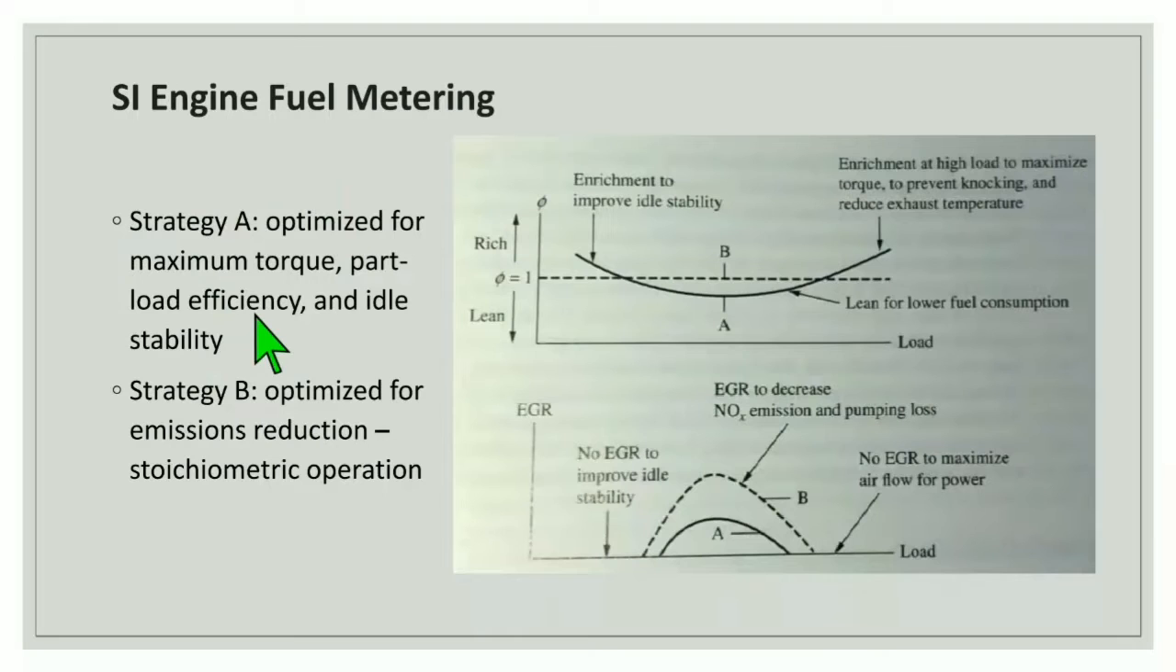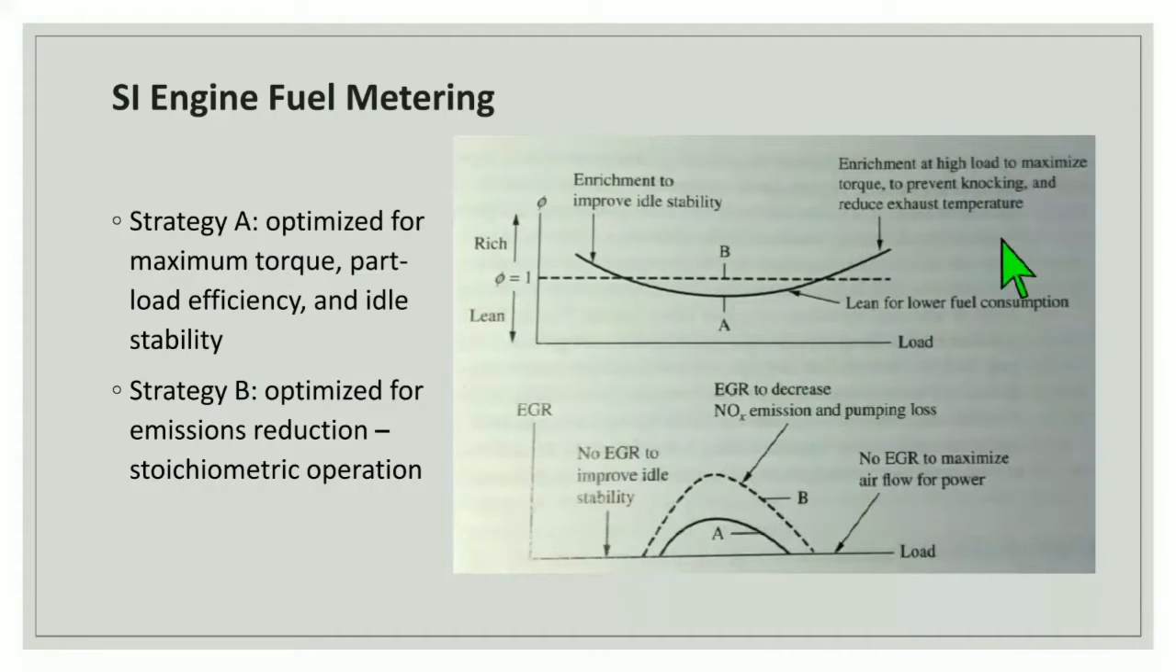Strategy A: optimized for maximum torque, part load efficiency and idle stability. And strategy B: optimized for emissions reduction, stoichiometric operation. Look at this. Here is the rich mixture and here is the lean mixture. And it is in the equilibrium state when phi is equal to 1. Enrichment to improve idle stability.